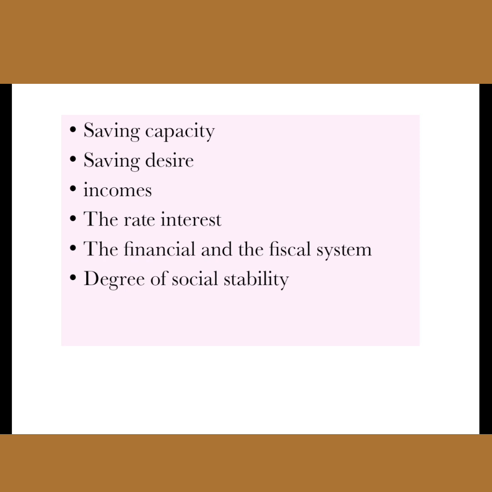We said also in this lecture that the interest rate influences consumption and saving. It discourages consumption and encourages saving. So a high level of interest rate encourages saving, and also of course the financial and the fiscal system. And the most important variable, I think, is the degree of social stability. When we have a high degree of social stability, it will encourage me to save more and more.